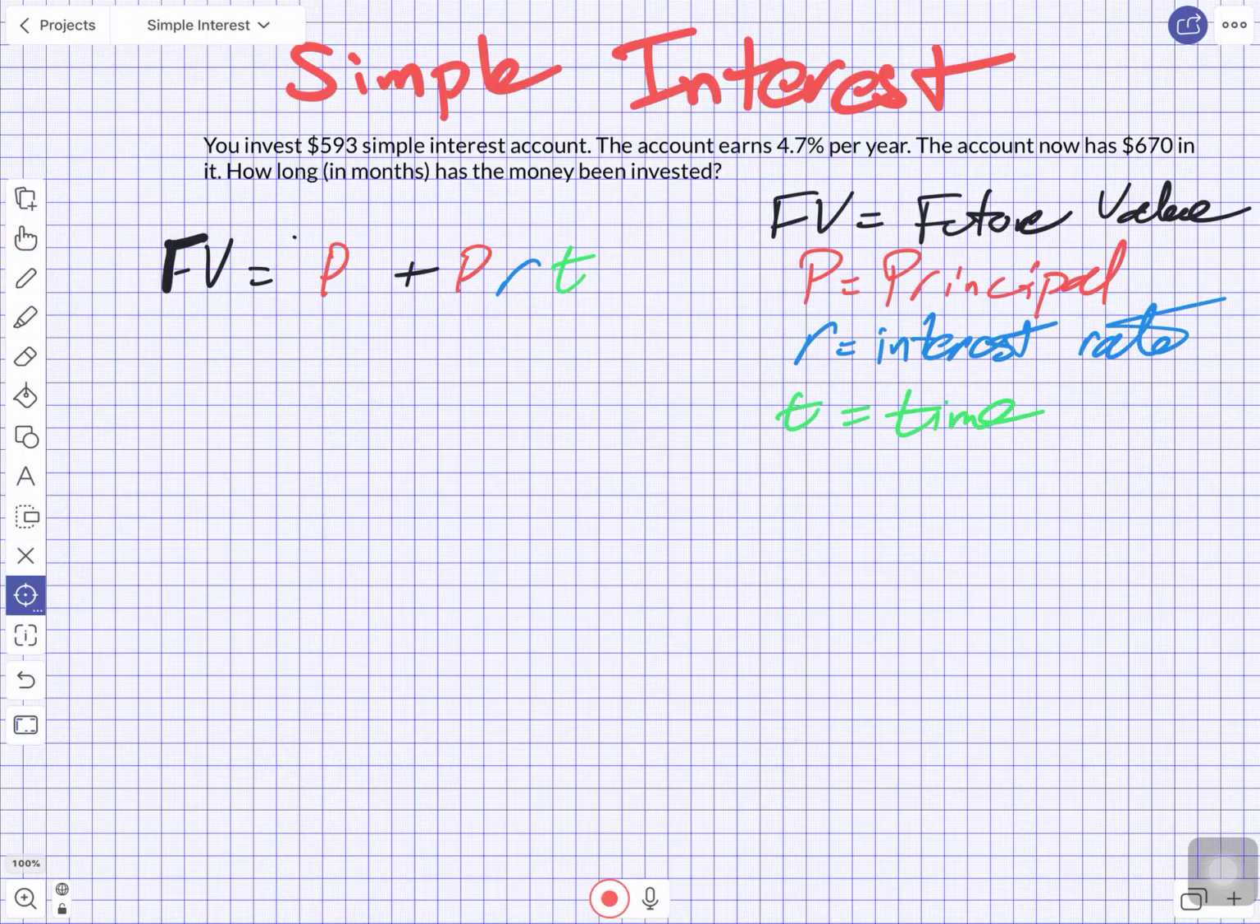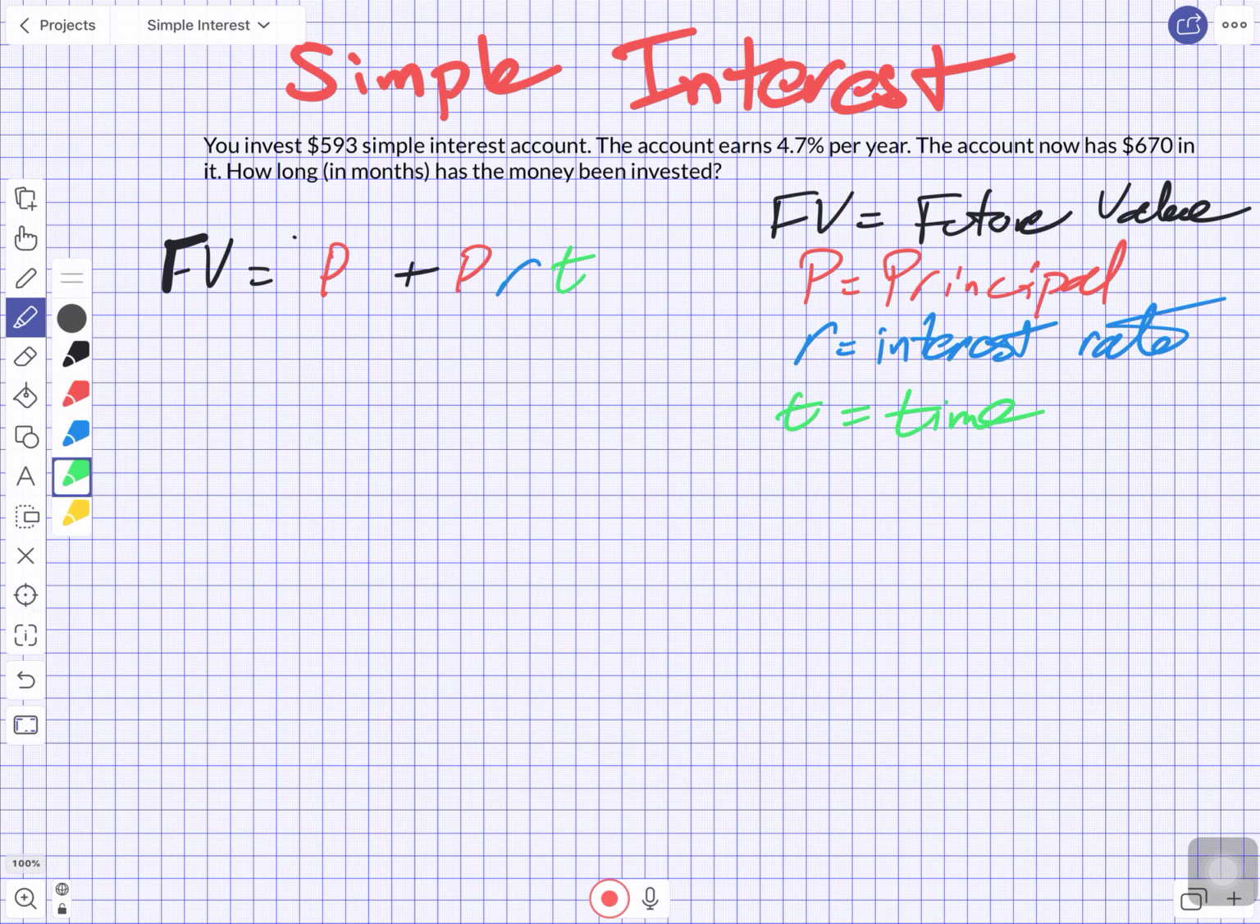Okay, we're going to look at simple interest. We'll read the question and then associate it with the variables in the simple interest formula. So you've invested $593 in a simple interest account. The account earns 4.7% per year. The account now has $670 in it. How long in months has the money been invested?